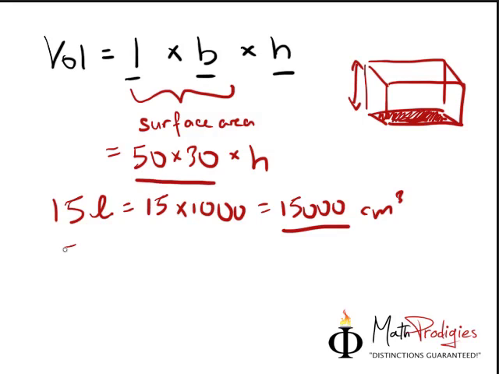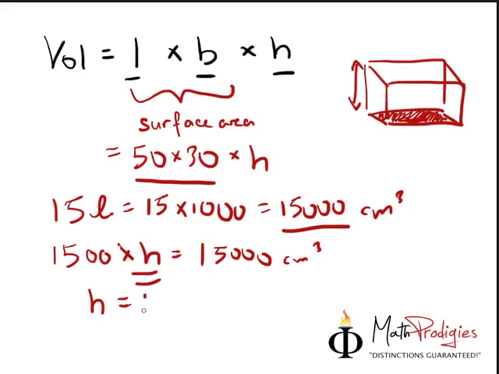Why? Because 50 times 30 gives you 1500. 1500 times height gives you 15,000 cm cubed. So you ask yourself, what times 1500 gives you 15,000? The answer is 10. Therefore, H is equal to 10 cm. If you got that one right, high five, because you are a math prodigy. Good job. Let's move on to part B.